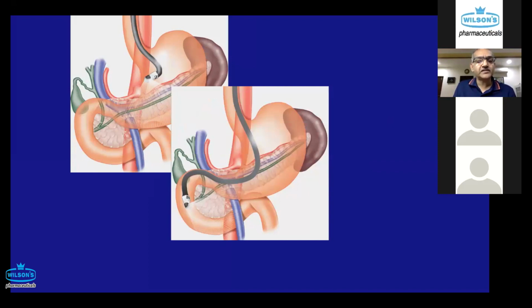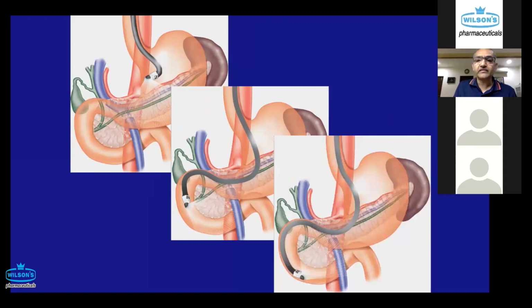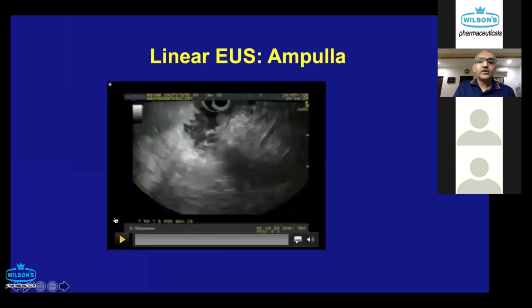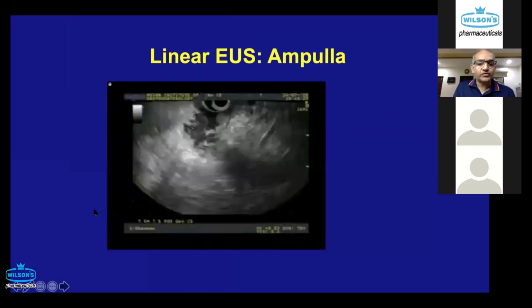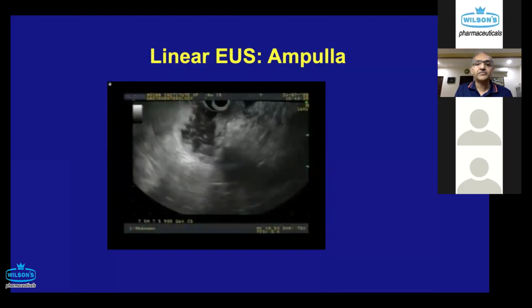So whether it's in the stomach or D1 or D2 or further down, we evaluate, because the pancreas also comes in close quarters. So we cannot actually say that I'm not looking at the pancreas. They're all part and parcel of the same system. The ampulla is seen very well also with a linear EUS scope. So with both scopes, radial and linear, for the ampulla of Vater, you can choose whichever you're comfortable with. And let me show you some examples of ampullary lesion pathology.